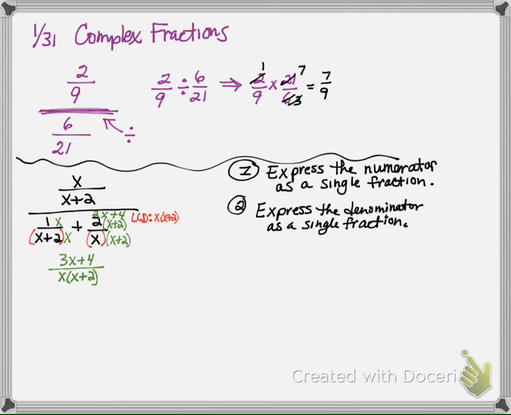My numerator is a single fraction, x over x plus 2. My denominator is a single fraction, 3x plus 4 over x times x plus 2. Step 3. Step 3 is what, do you think? Yep, let's rewrite it as a division problem.